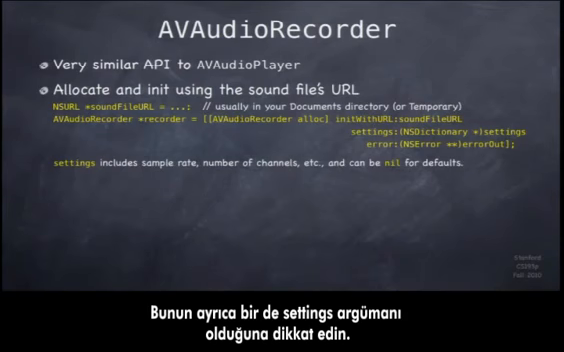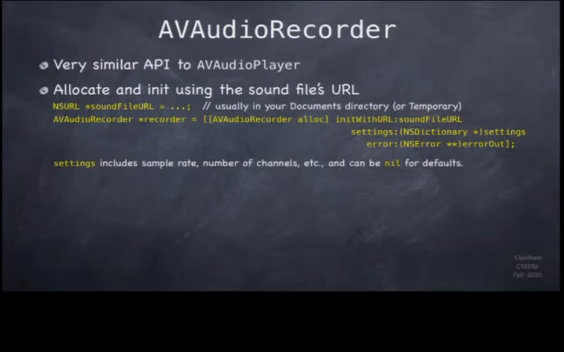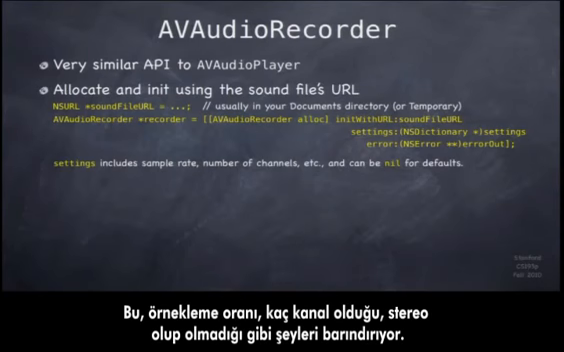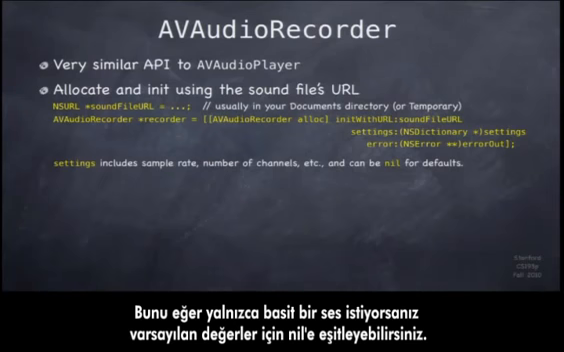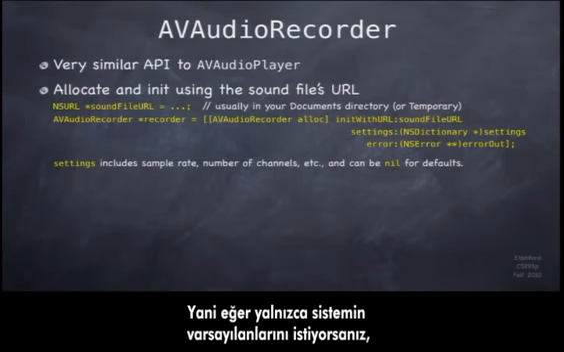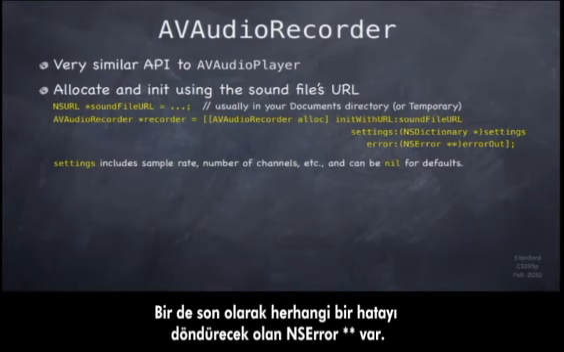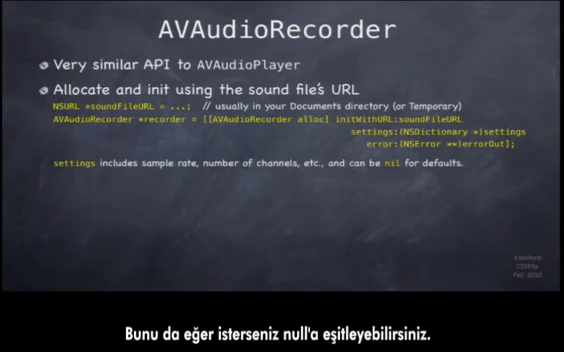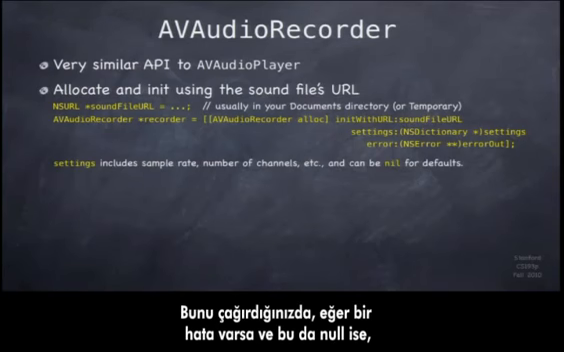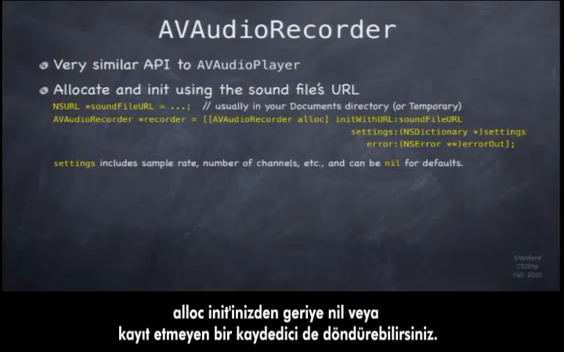Notice it also has this settings argument. That is things like the sample rate, how many channels, stereo, not stereo. You can just set it to nil if you just want dirt simple sound. You just want the system defaults. It's perfectly fine to set that to nil. And then you've got the NSError pointer, which will return an error. You can set that to null if you want. When you call this, if there's an error and that's null, you might get nil back from your alloc init, or you might get a recorder that won't record, so you should be careful there.